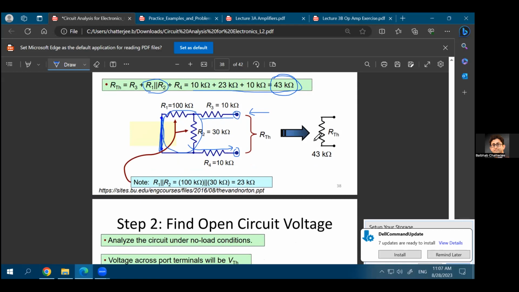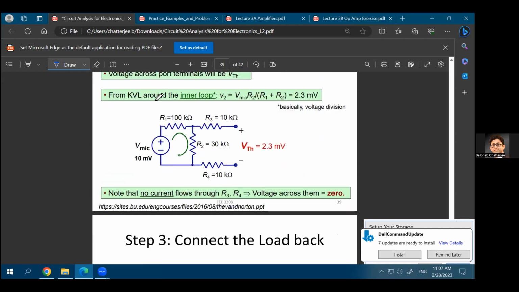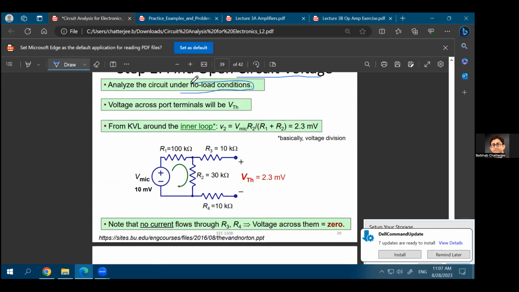What is your V Thevenin? That's your open circuit voltage. And again, you will analyze this circuit under no load condition. Why? Because the load is not part of your black box. You are only interested in characterizing the black box. The voltage across this port terminal in the open circuit condition, that would be your V Thevenin.